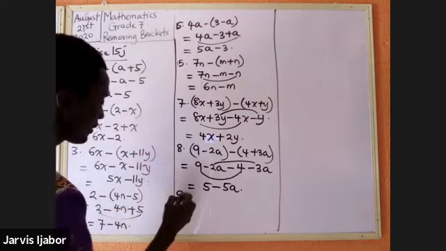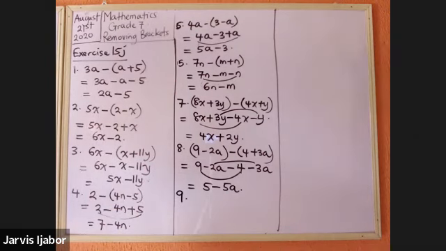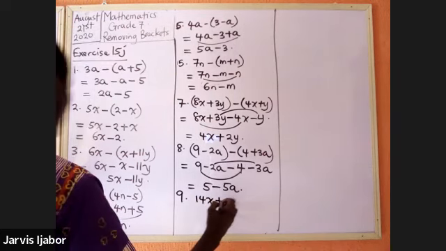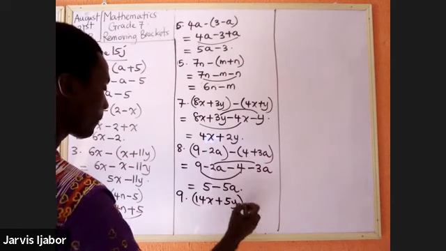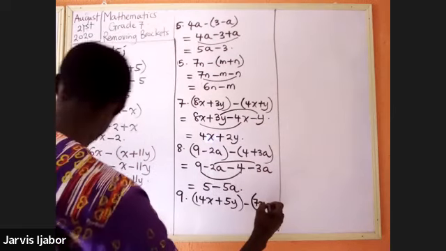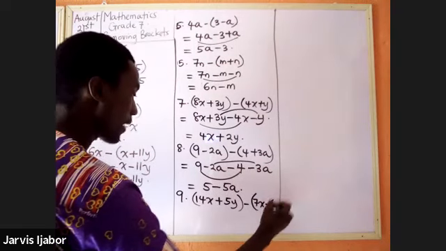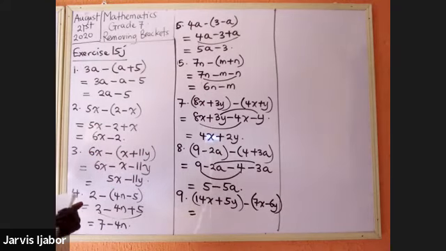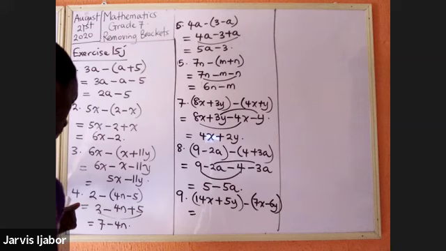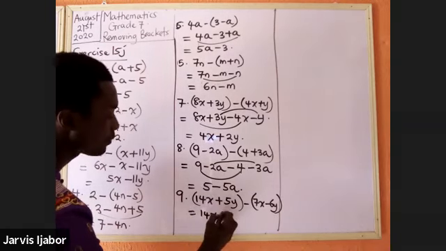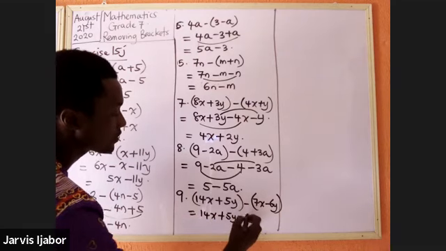Question 9. (14x plus 5y) minus (7x minus 6y). This will be equal to what? 14x plus 5y minus 7x.